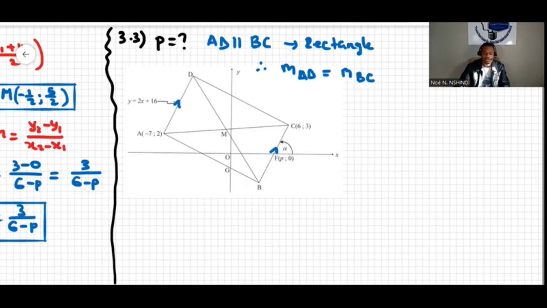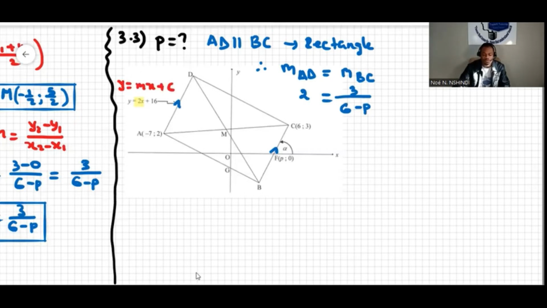The gradient of AD is just the coefficient of x, because this is written in gradient-intercept form. Remember, the gradient-intercept form is y equals mx plus c, where m is the gradient of a straight line. So the gradient here is just 2. So over here it's 2, and the gradient of BC is 3 over 6 minus p, as we calculated in the previous question. Now, to find p, we can just cross multiply.